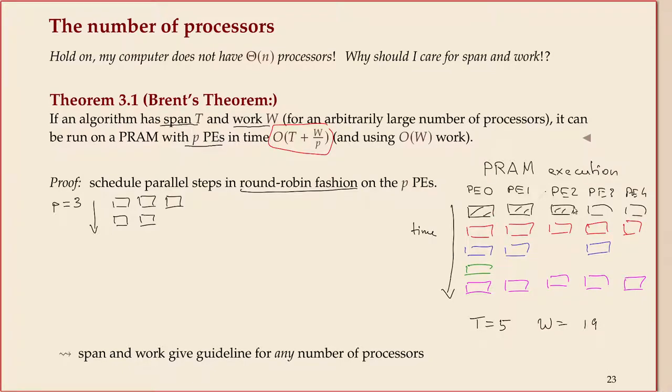So these are the first 3. We just schedule them in the first time step. And the remaining 2 follow in the next time step. Then we do the same thing for the red ones. And again, we need 2 time steps here to simulate that. For the blue ones, we can actually fit them all in because there's just 3. And then the green is just a single one. And then the purple again needs 2 time steps because they're all involved.